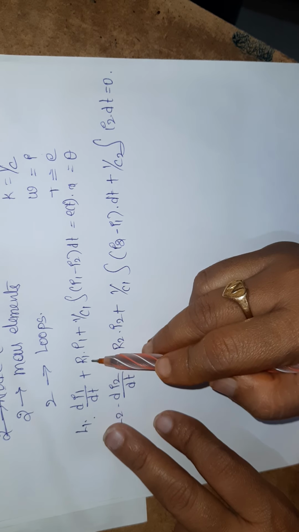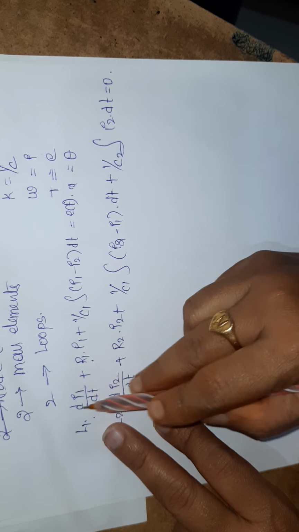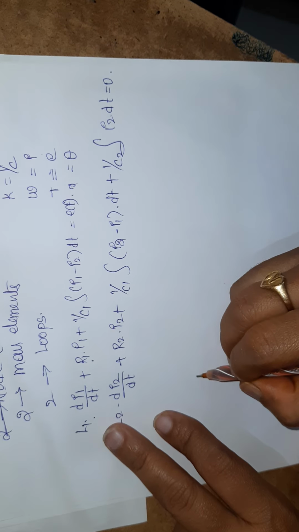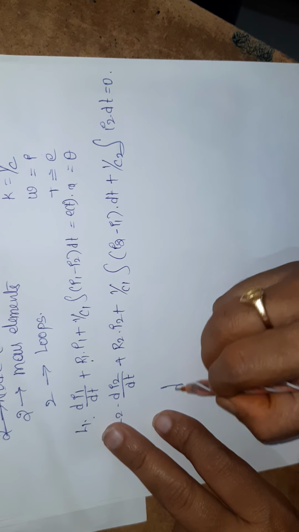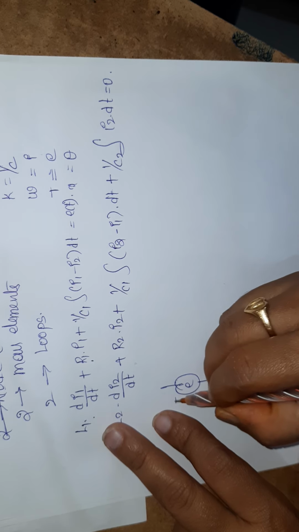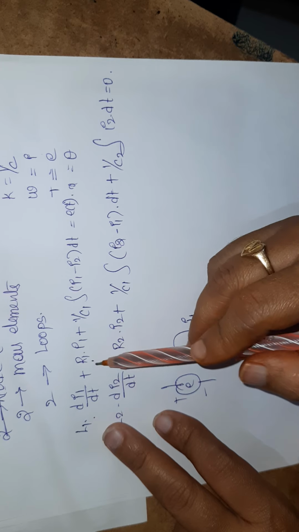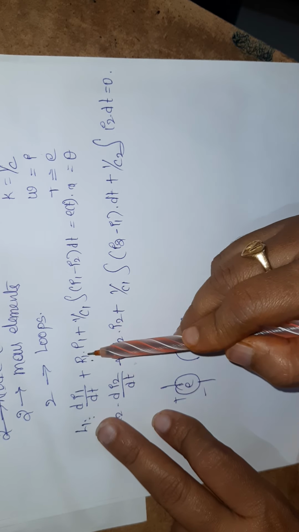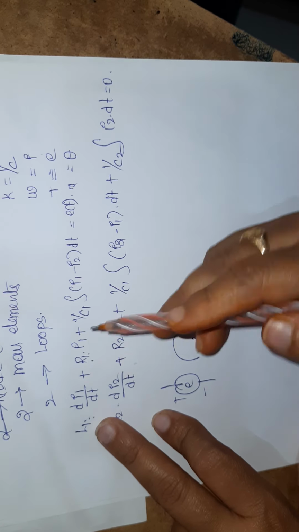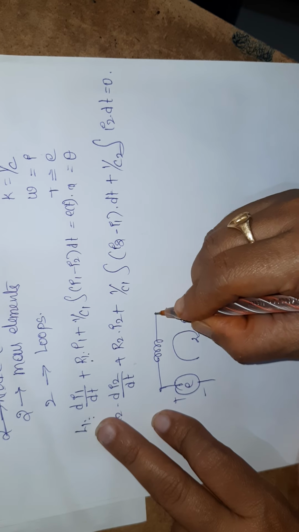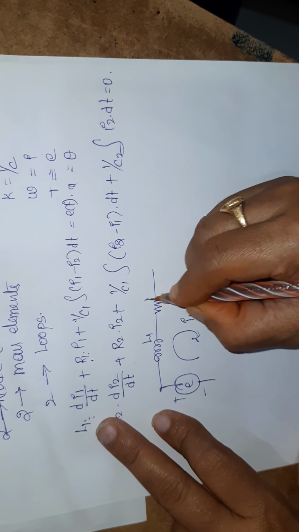L1, R1, these are connected to I1 only, which means the first loop. This is the voltage source E. This is the first loop and I1 is the current flowing through it. In the first loop I have L1, R1 because only I1 is there. So this is L1 and this is R1.